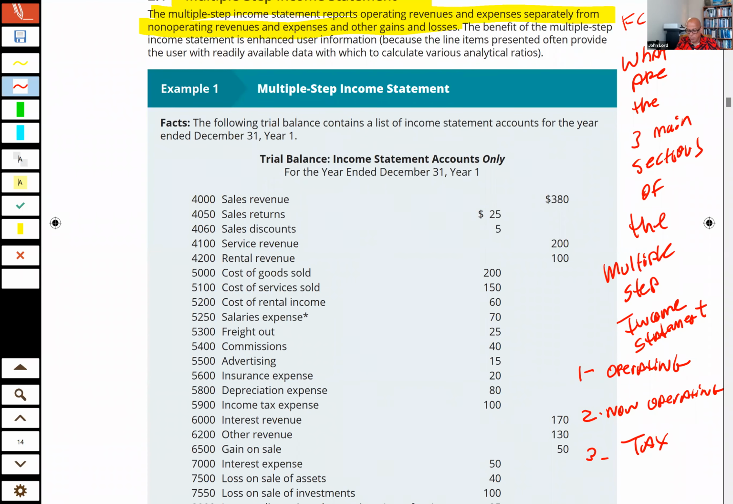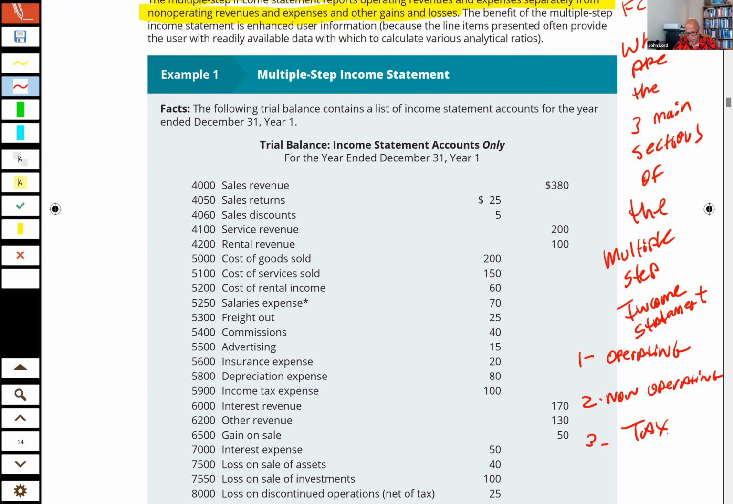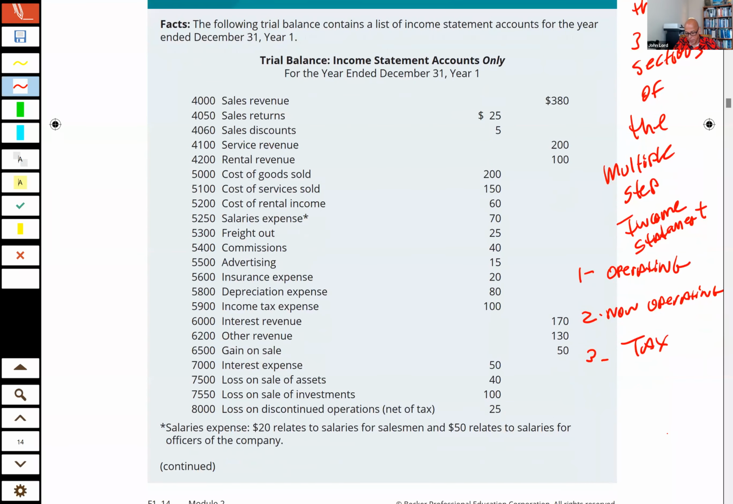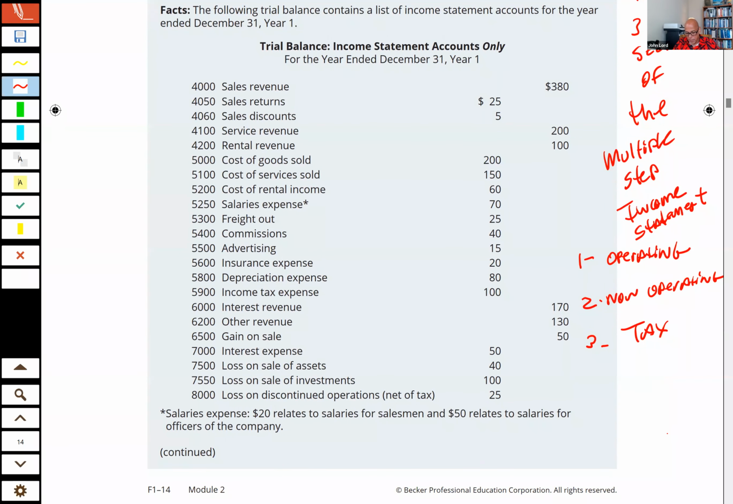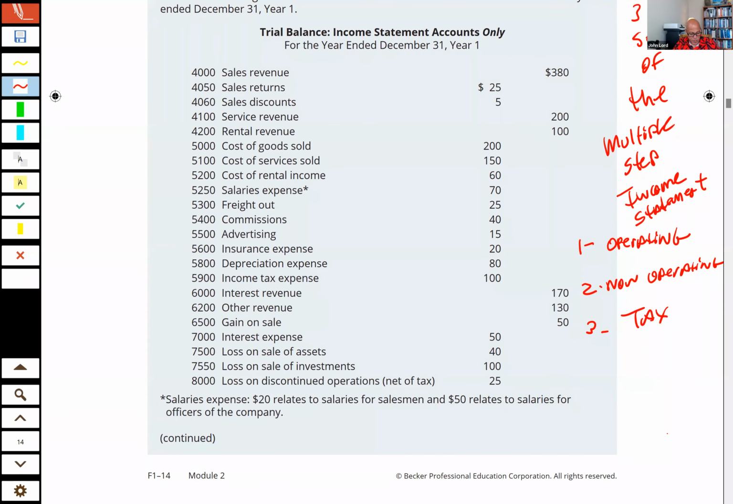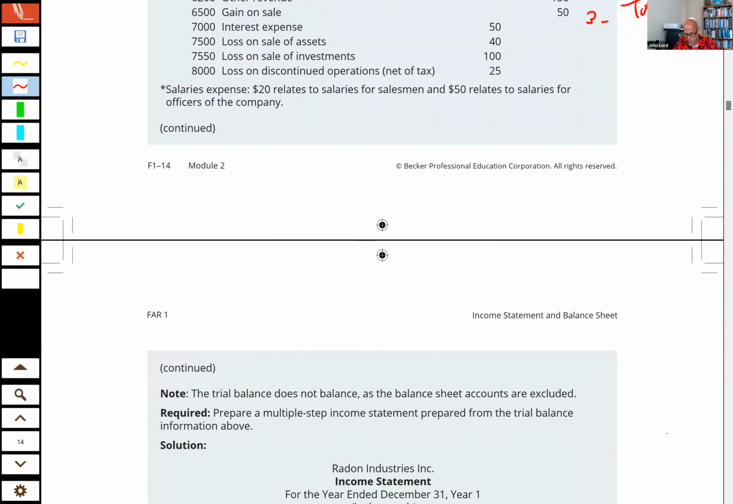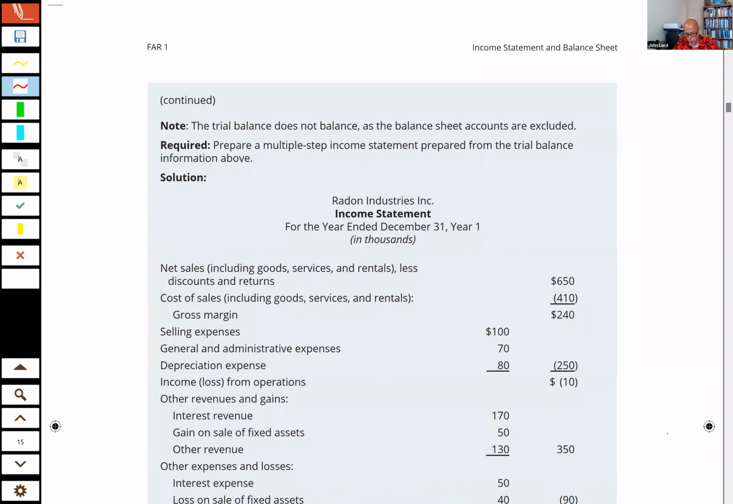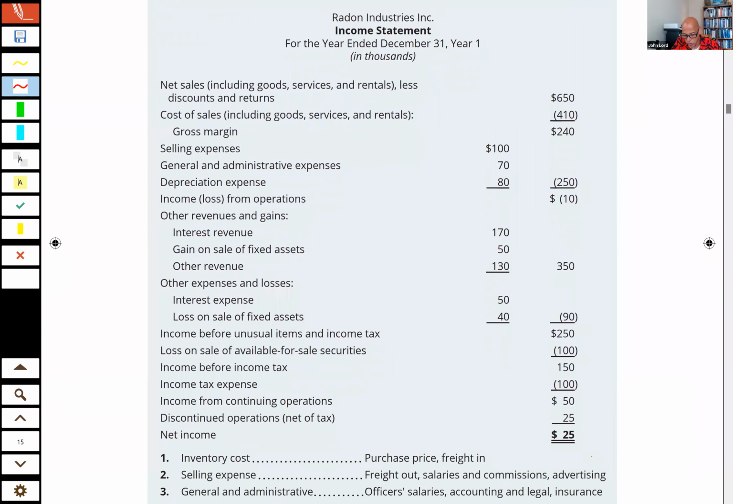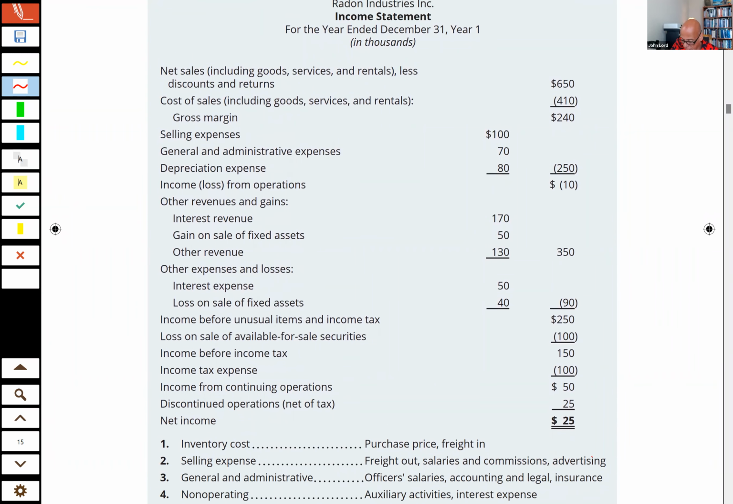Okay, now, the way they presented this information, I find a little irritating because they want you to take these elements and turn them into a multiple step income statement. And I don't think we need to do that here. Right now, what I want you to do is come and look at the solution, okay? And let's see if we can find the 3 sections, even though they don't call them out as such here. I'm going to go ahead and mark this thing up and show you the 3 sections.